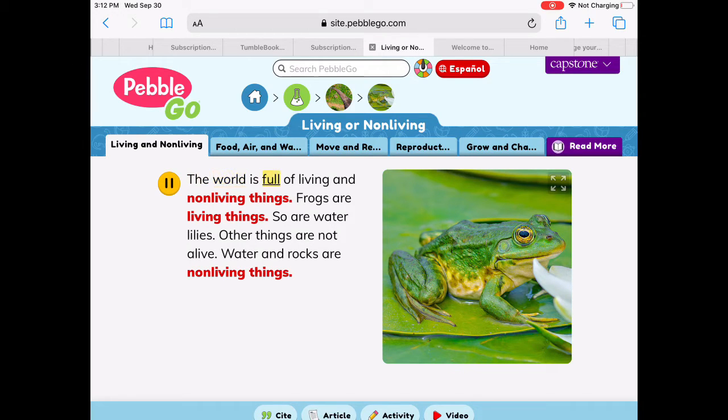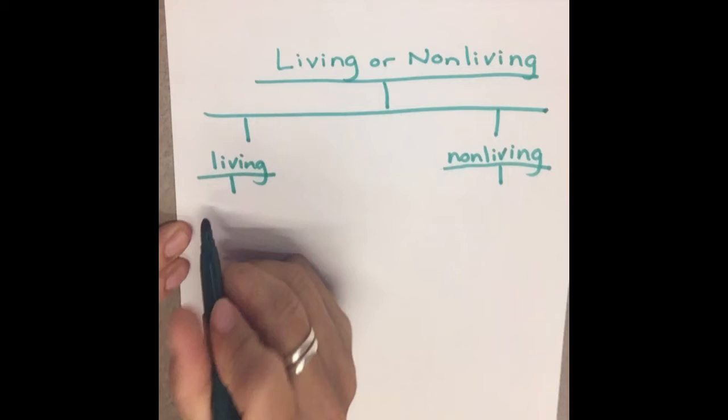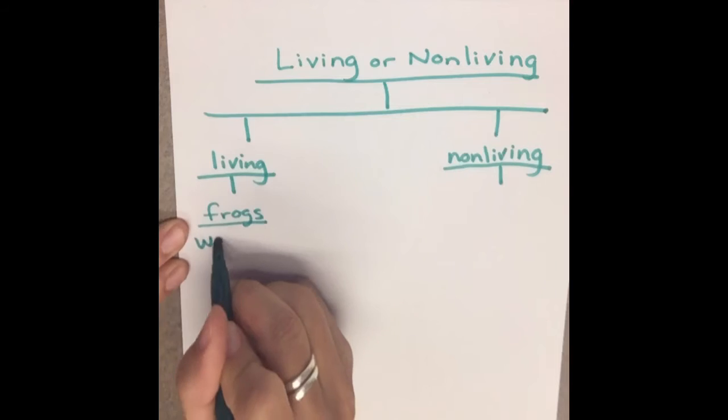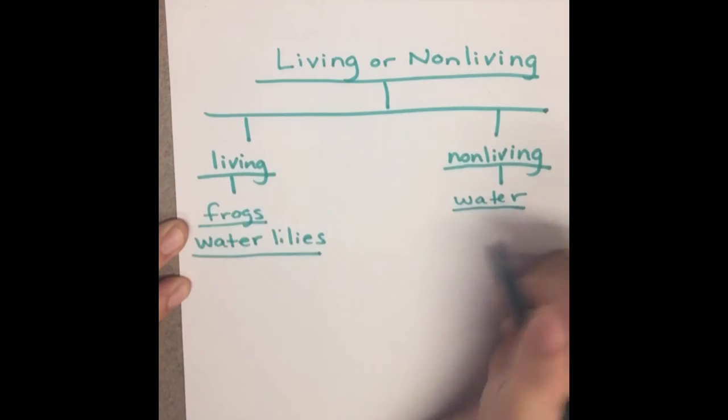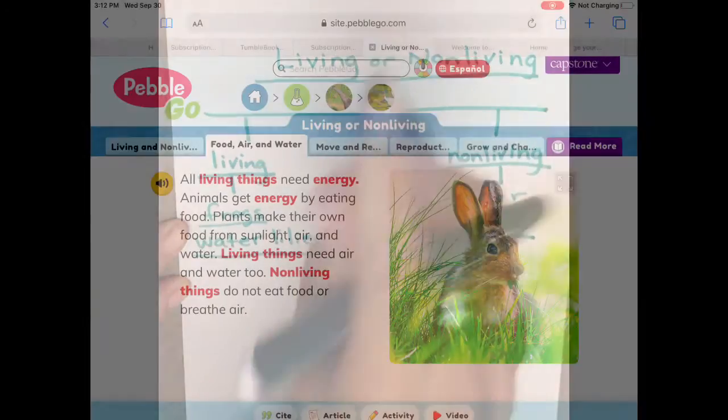The world is full of living and non-living things. Frogs are living things. So are water lilies. Other things are not alive. Water and rocks are non-living things. Boys and girls, notice that while I'm writing things down, I am not writing a whole sentence. I'm just writing the key or most important words.